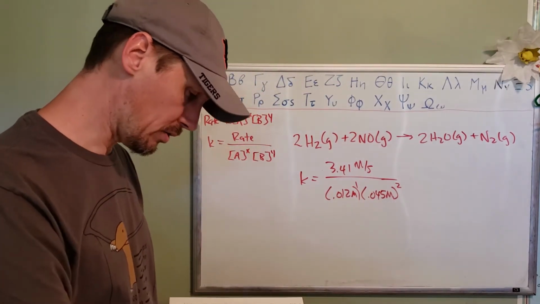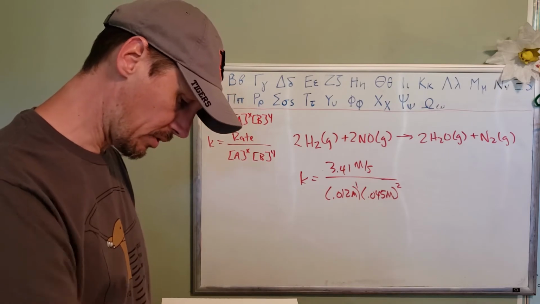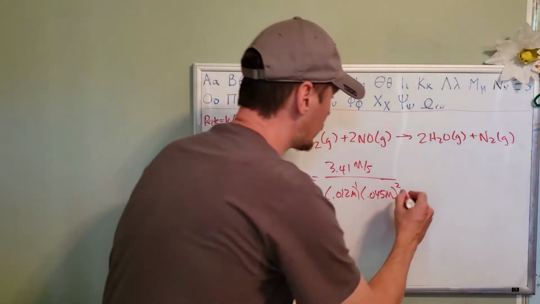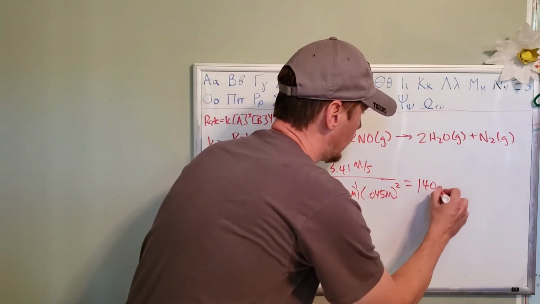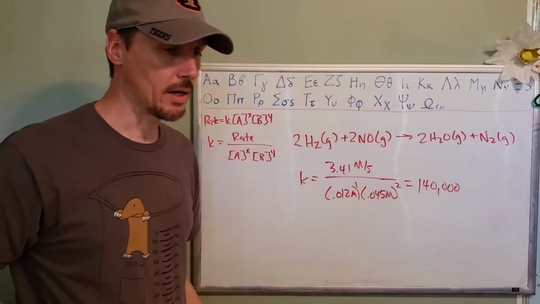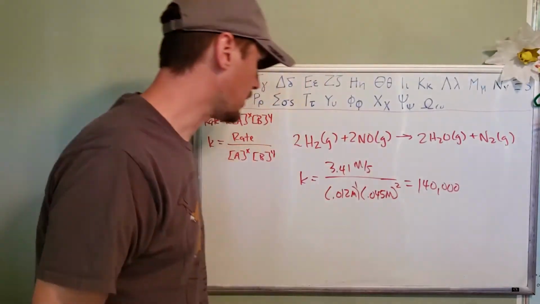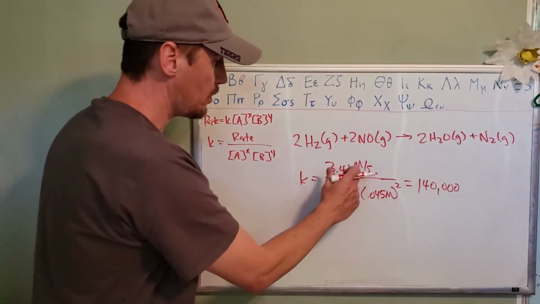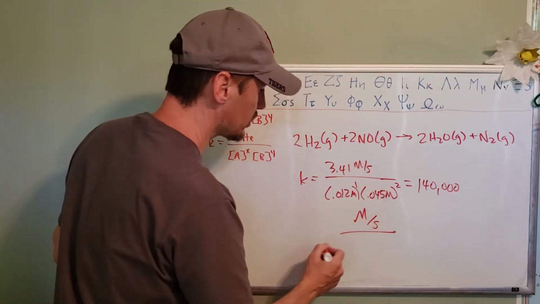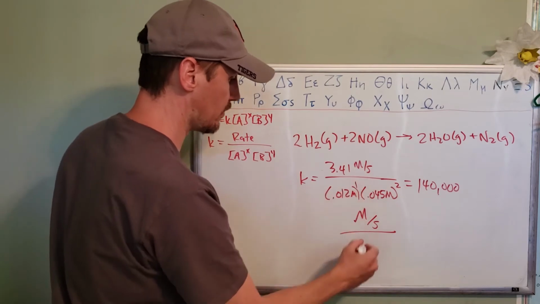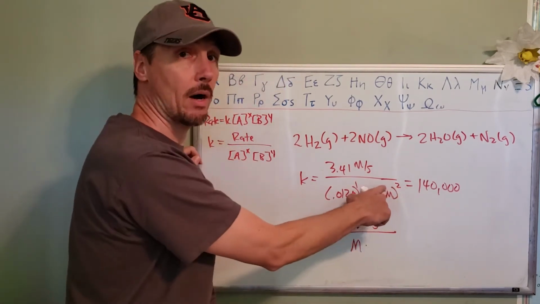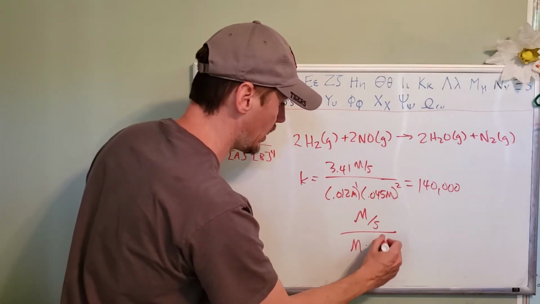Once we punch these numbers in our calculator, we get a final value of 140,000, all right? But we've got to get our units right, and the units can be kind of tricky. Our units on top are molarity per second. Our units on bottom: this is molarity raised to the first power, so it's just an M. This one is molarity raised to the second power, so it's going to be M squared.